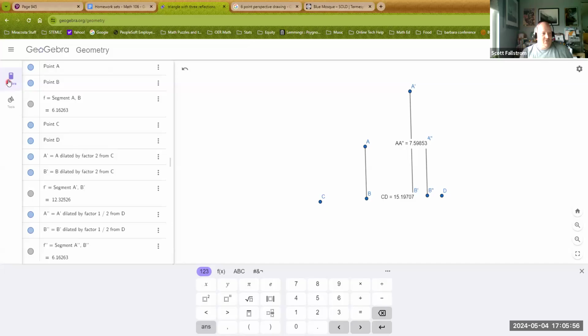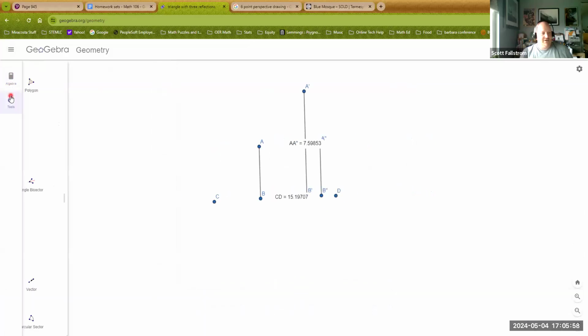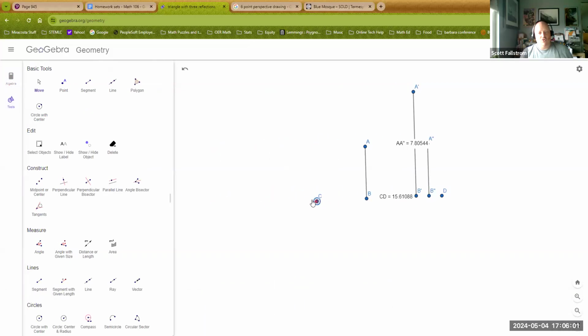Okay, hold on a second here. If I came back to my tools and I moved point C around, would that still be the case that this one is half as big? It is. What? That is so cool. That is pretty cool, right? That the distance from C to D and the distance from A to A double prime is half as, anyway, I'm sorry.